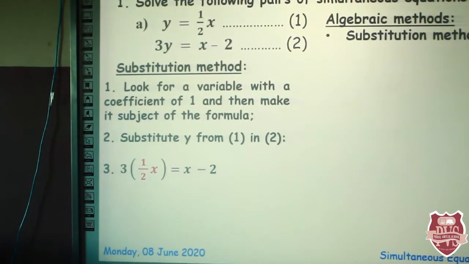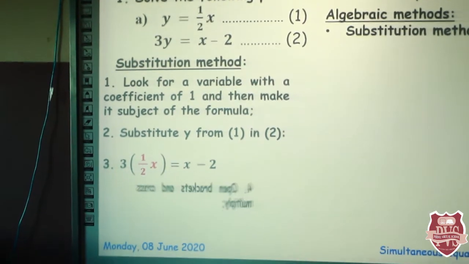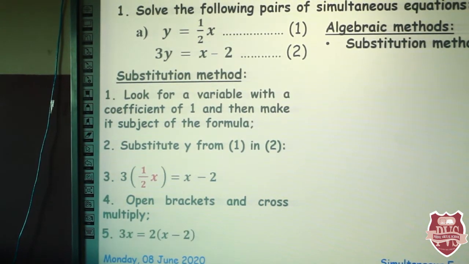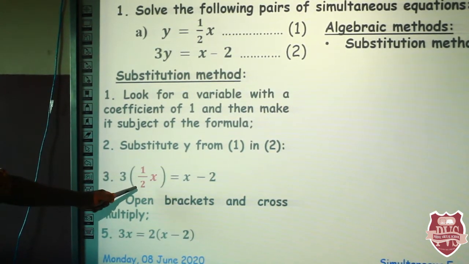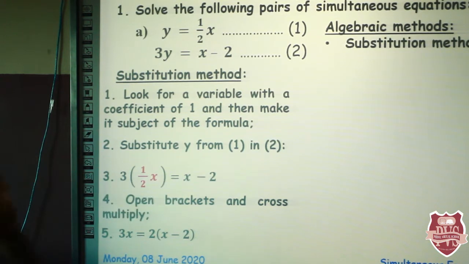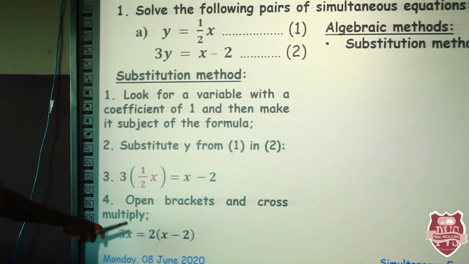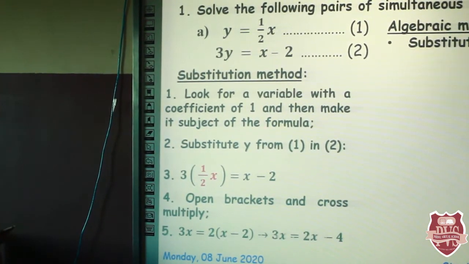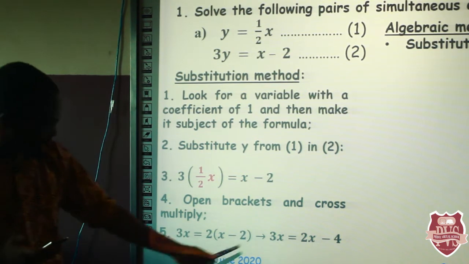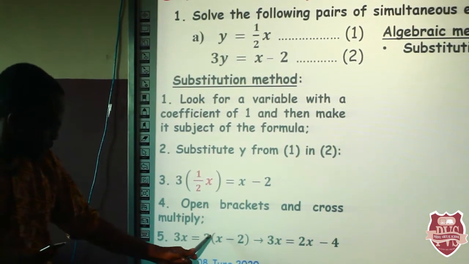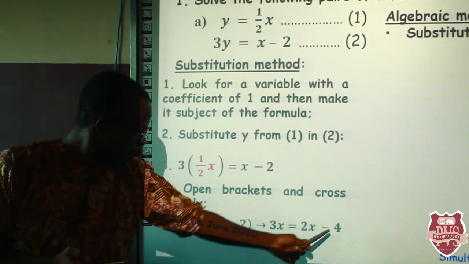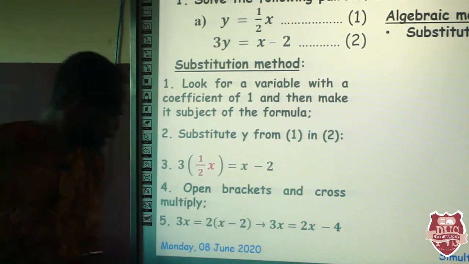And so when you now open the brackets and you cross multiply, you have 3x, and then the 2, which is the denominator on the left hand side, goes over to the right hand side, and then it multiplies all that you have on the right hand side. So you have 3x on the left hand side, and then that 2 times x minus 2 on the right hand side. And then when you expand that, you still have 3x on the left hand side. And then on the right hand side, 2 times x gives you 2x. 2 times 2 gives you 4. And then of course you don't forget the minus in between.